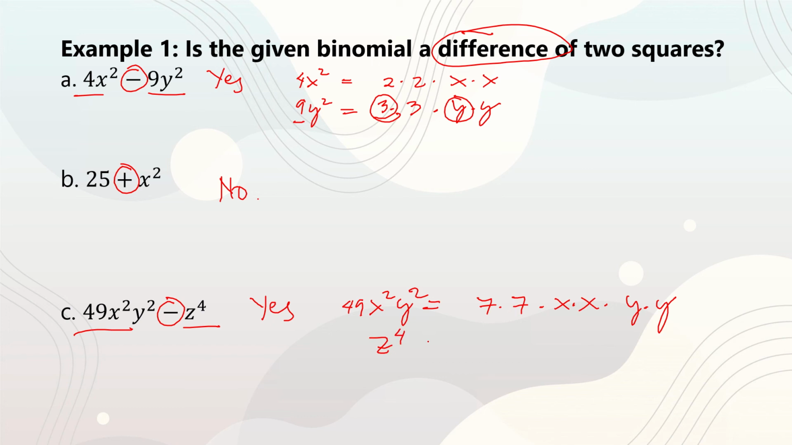So how about z to the power 4? You can think of z squared. You can multiply z squared by itself twice. Z squared times z squared is z to the power 4. So, pareho sila, di ba? Identical. So, yes, the first term is a perfect square, the second term is a perfect square, minus. So this, therefore, you can factor using DOTS.